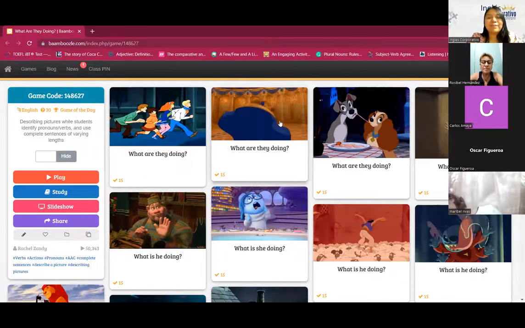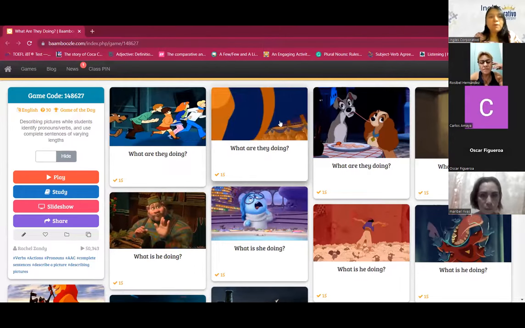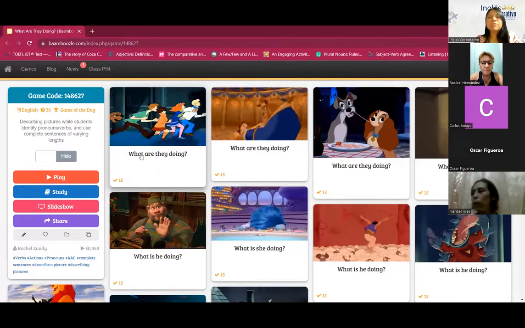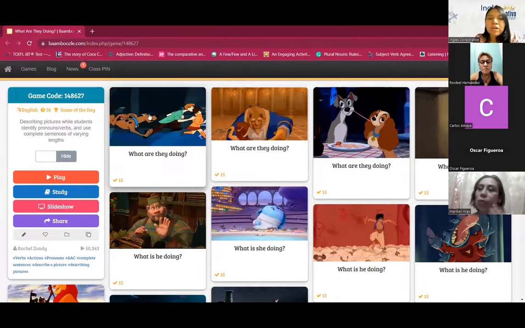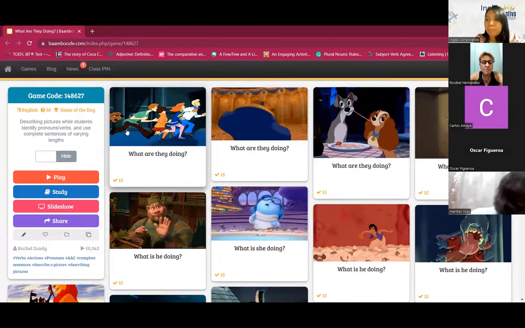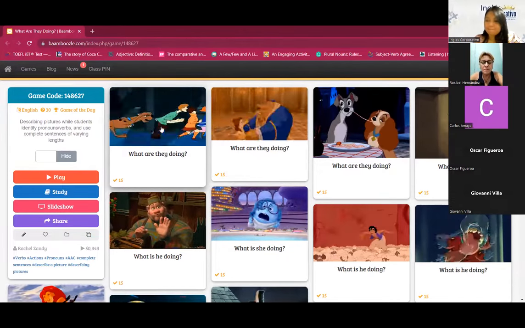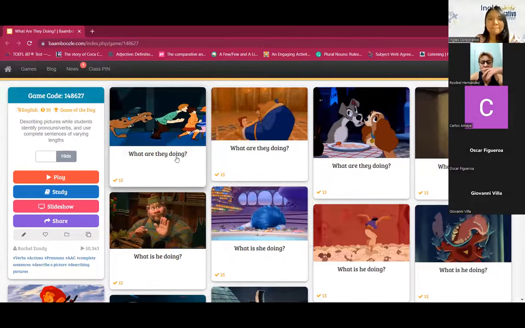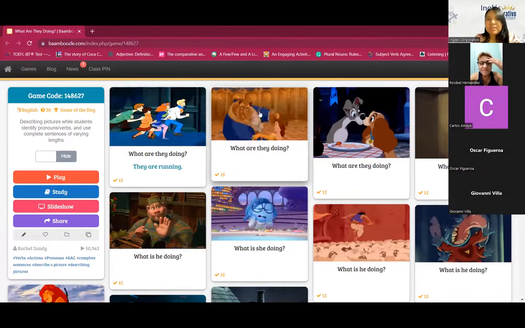Okay, so guys, we are going to start with the following, and I'm going to ask you a couple of questions. Today we are going to base our class on the present continuous. So let's see, according to this picture, what are they doing? Scooby-Doo. And what are they doing, Giovanni? They are running. Very good. Good evening, Noemi. So what are they doing in the second picture?